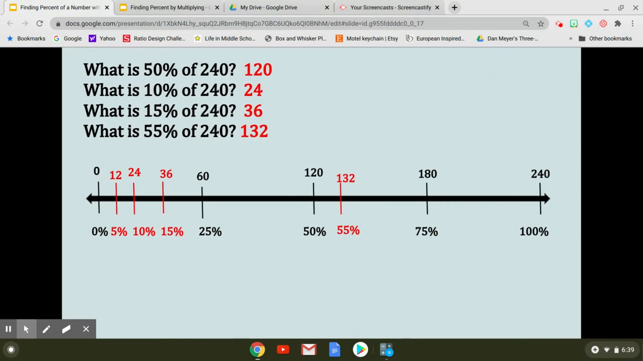So we've asked some of those questions on this slide, and you see how we got our answers. Number lines can be really helpful in finding percents of numbers, using it for some problem solving, and estimating.